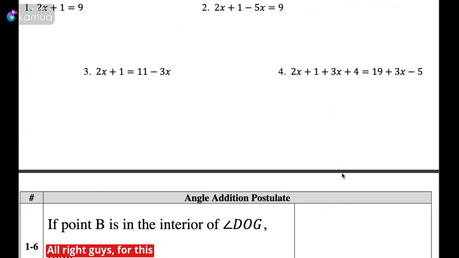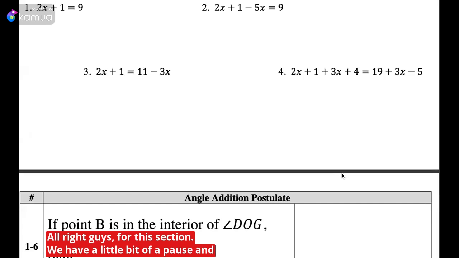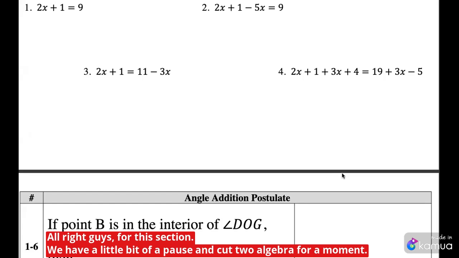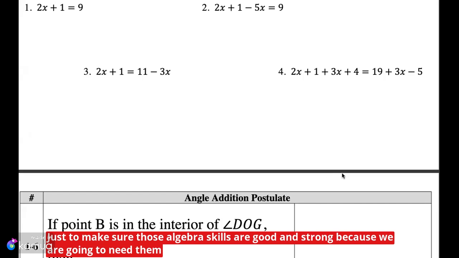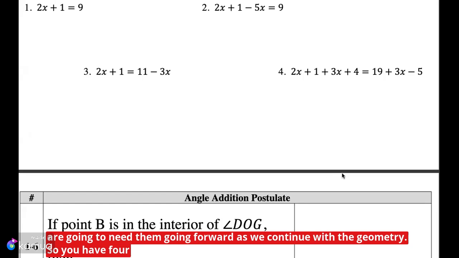All right, guys, for this section, we have a little bit of a pause and cut to algebra for a moment, just to make sure those algebra skills are good and strong, because we are going to need them going forward as we continue with the geometry. So you have 4 problems here.